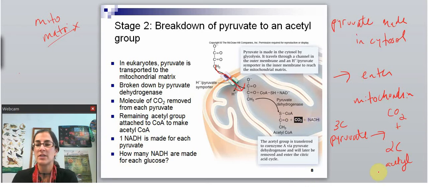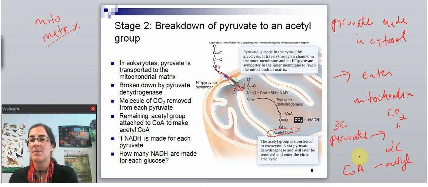So the 2-carbon acetyl group is going to be attached to a placeholder called coenzyme A. So that's what gives us this acetyl-CoA. Acetyl-CoA, again, is the acetyl group, 2 carbons, stuck onto a placeholder called coenzyme A.